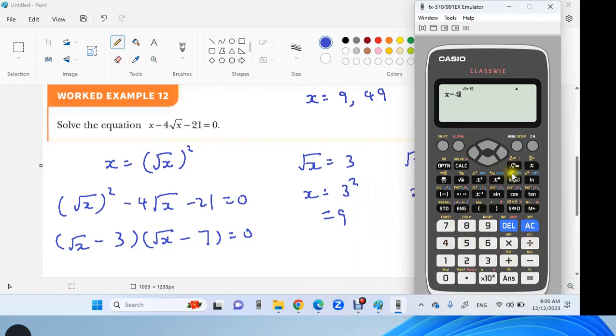x minus 4 square root x minus 21, and we press the CALC, calculate. Then we put in 9.